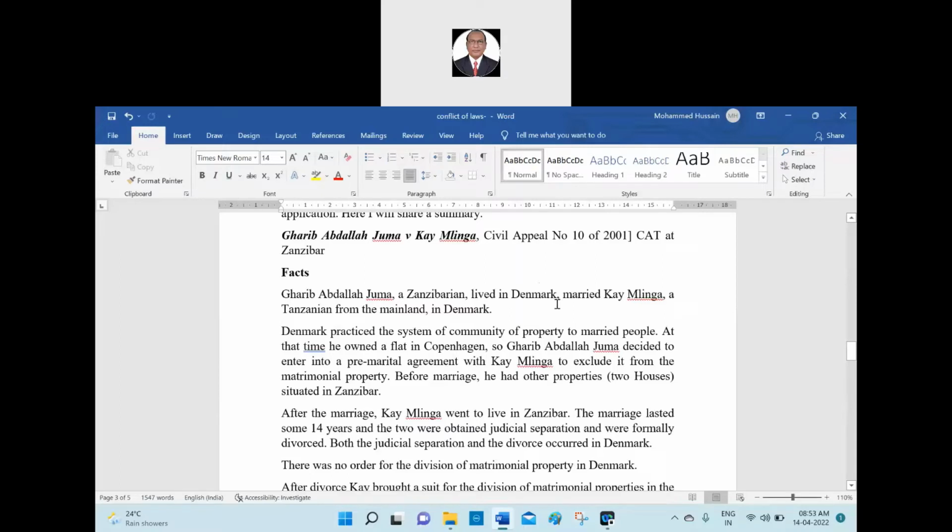Denmark practiced the system of community of property for married people. The law prevailing in Denmark is that system of community of property for married people. At the time, he owned a flat in Copenhagen. So Gharib Abdullah Juma entered into a premarital agreement with K. Mlinga to exclude it from the matrimonial property. Before marriage, he had other properties, that is, two houses situated in Zanzibar.